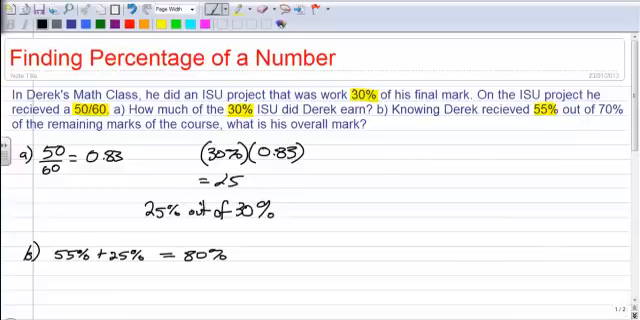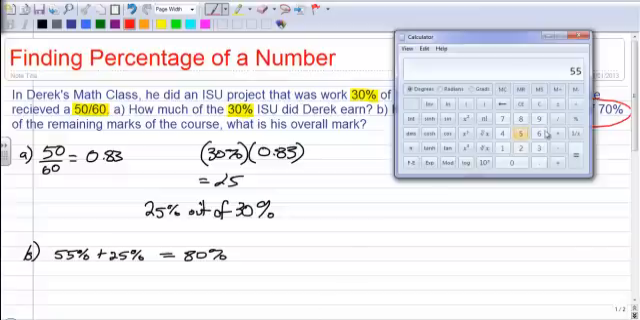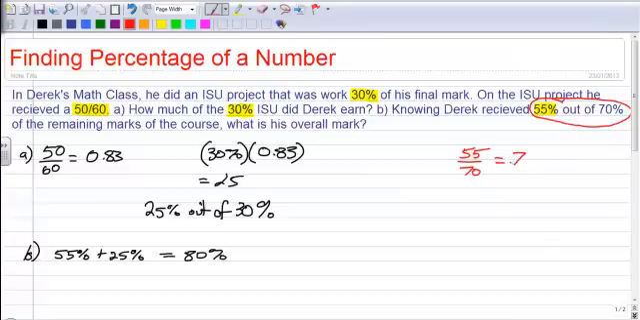If I was just wondering on the side what Derek's grade would be out of the other part, what this 55 out of 70 is, we could calculate that by dividing the two numbers. So 55 divided by 70, that's 78%. So on his ISU, he actually did better than what he did for the rest of the course. So his ISU brought his mark up. Anyways, that's basically how you can calculate it.